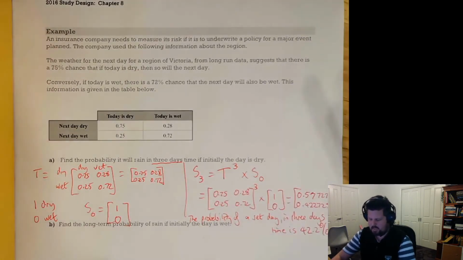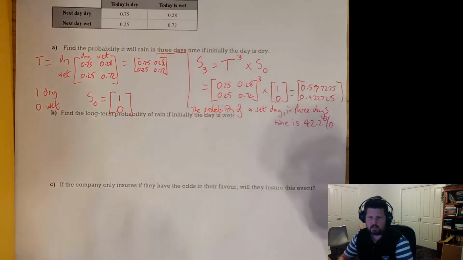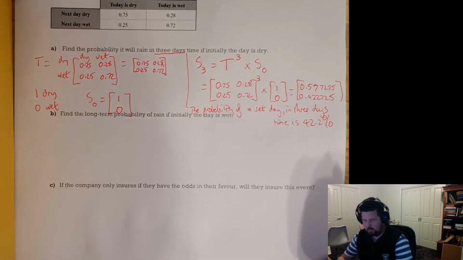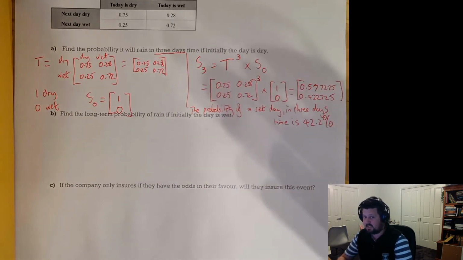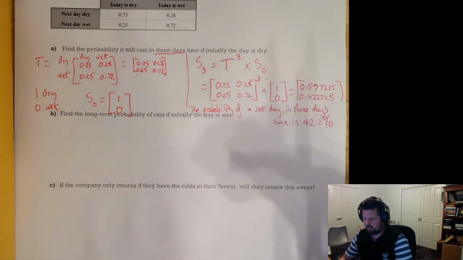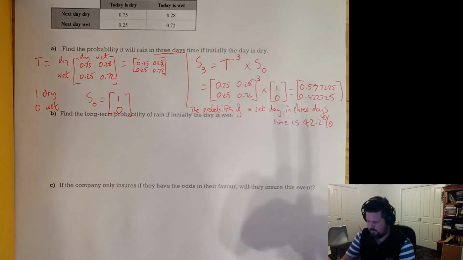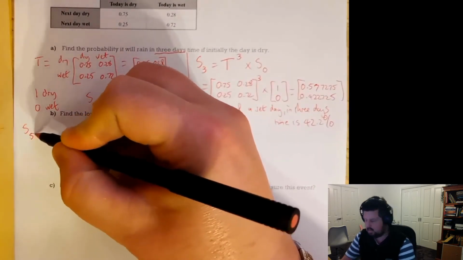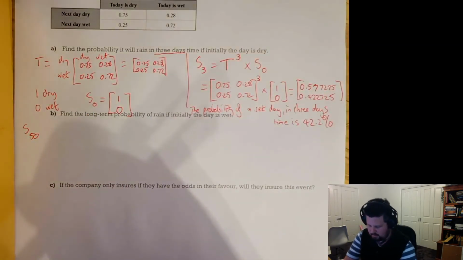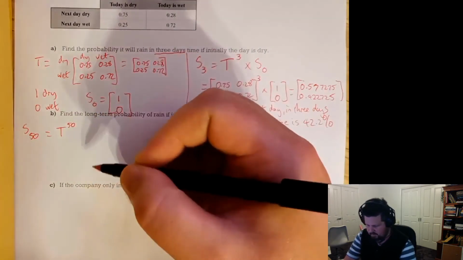Alrighty, the next part of the question is asking us to find the long-term probability of rain if initially the day is wet. So again, when they're talking about long-term probability, they're talking about seeing if it gets to a steady state, where we can work that off into the future. So again, steady state, what we're going to be doing is looking really for S50. And so what we'll have to do for that is find the transition matrix to the power of 50 multiplied by the initial state.